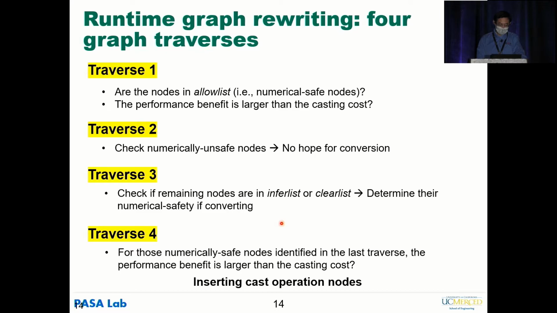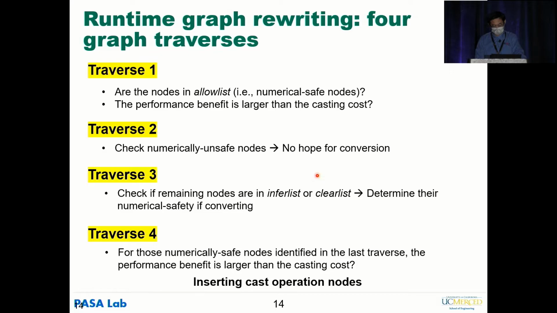And then in the last traverse, I'm going to check those numerically safe nodes identified in the last traverse. And then we use a performance model to decide whether the benefit is larger than the casting cost or not. If yes, I'm going to insert the cast node. So that's the whole picture.